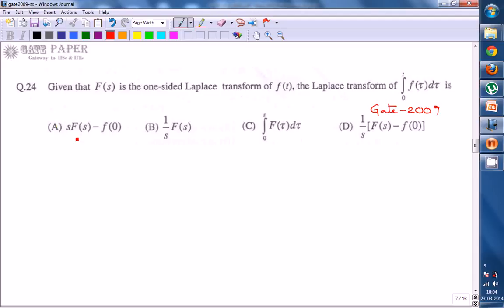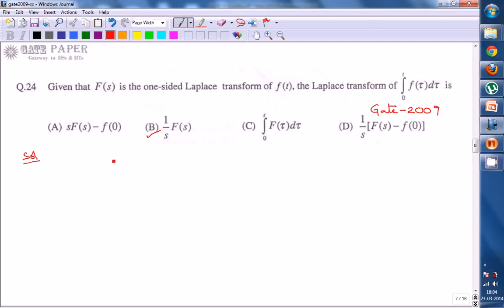Option A is given as s into F(s) minus f(0), B is given as F(s) by s, and C is the integral from 0 to s of f(τ) dτ, and D is 1 by s of F(s) minus f(0). So here, out of the options, B is correct. So we'll see how we'll get B as the solution.